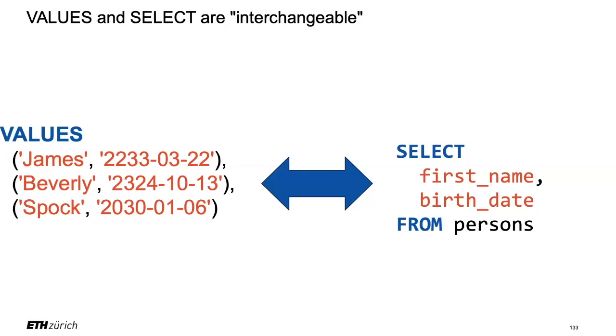I'm showing that a bit longer just so that you really store that in your brain. Values, select: it's the same level. You can change one for the other. Whenever you have a query with a select, you can also do the same with values and vice versa. It means, in particular, that instead of insert into values, you can also do insert into select from where. That's how you can store a table out of a query. Insert into select is how you persist the result of a query to a table.